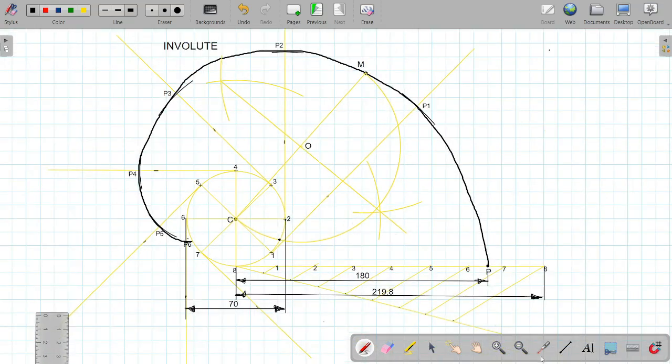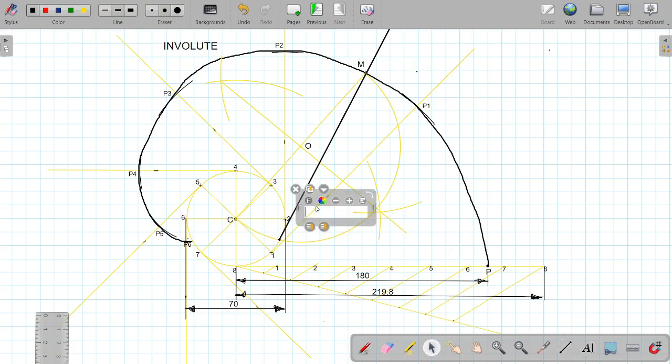Now, we need to join this particular point and M, and this line which we have just now drawn is nothing but the normal to the curve. So I will name it as N and N.